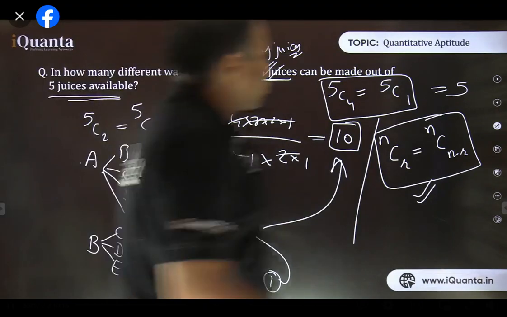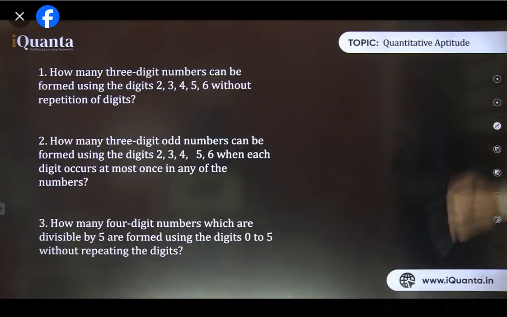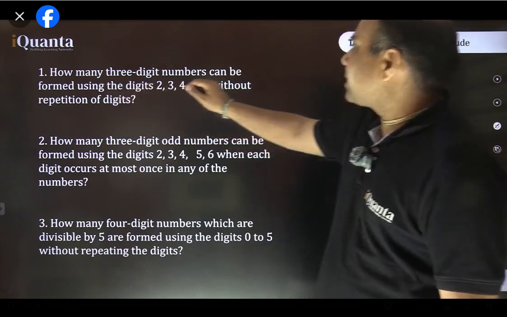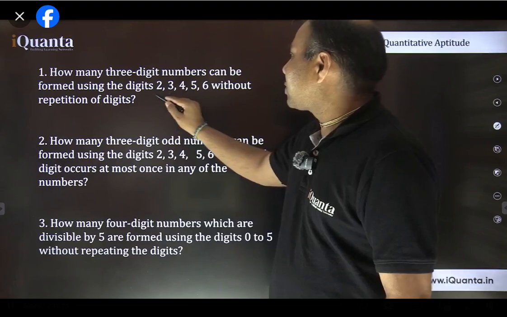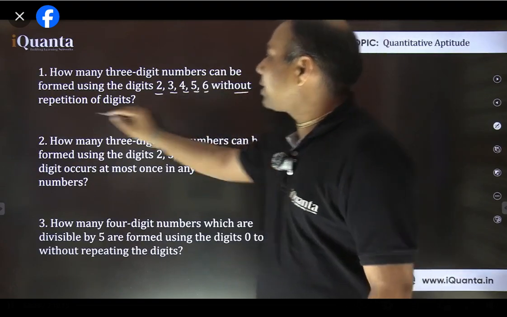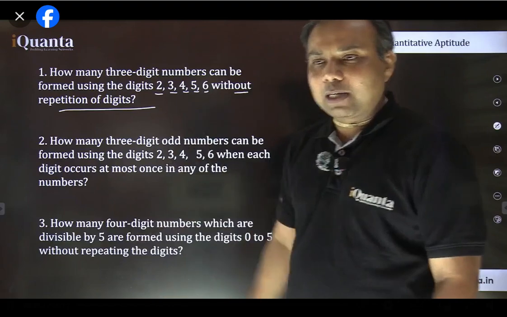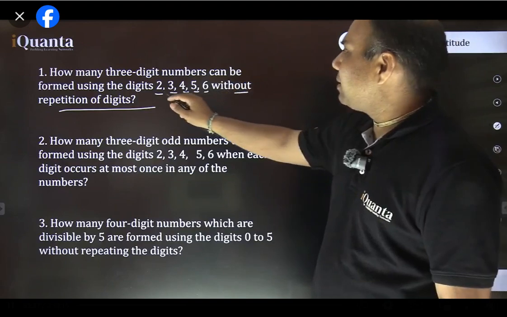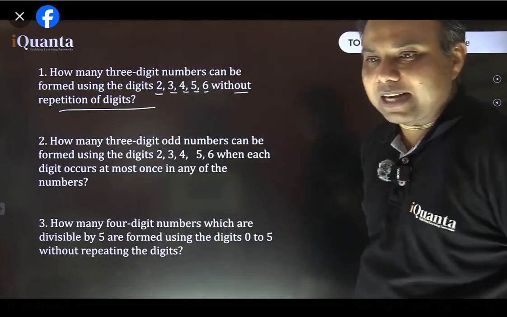Okay, let's move further to the next question now. Now there are 3 questions. Let's do them one by one. First one, how many 3-digit numbers can be formed using the digits 2, 3, 4, 5, and 6 without repetition of digits? Now, this has nothing to do with the earlier part which we had just done. It's a totally different question. We need to make a 3-digit number by using these digits 2, 3, 4, 5, 6 without repetition of any digit.